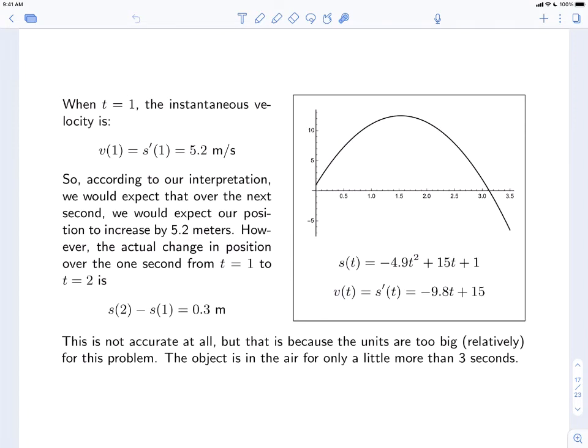However, the actual change in position over 1 second from t equals 1 to t equals 2 is s(2) minus s(1), which is 0.3 meters. This isn't really accurate because the units are too big, at least relative to this problem. The object that we're throwing straight up is in the air for only a little more than 3 seconds. So when we go from 1 second to 2 seconds, the object has already begun its descent. So that's why the change in position is so close to 0, 0.3 meters, whereas we were expecting it to be 5.2 meters.